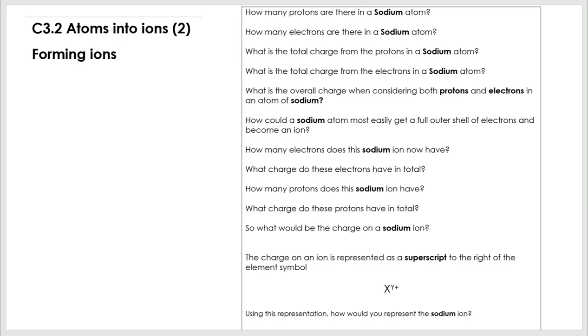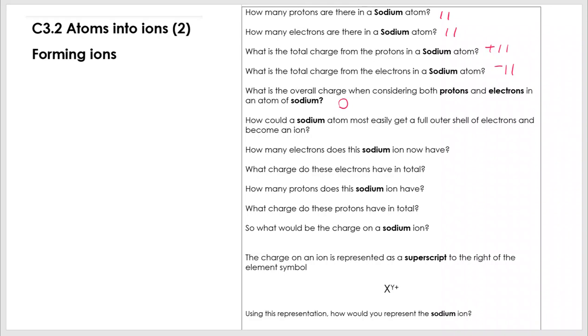So if we go through and answer the questions in turn, protons in sodium, there are 11 of them. There are also 11 electrons. We know that from the atomic number on the periodic table that's provided. We know that protons have a charge of +1 and electrons have a charge of -1. So if I've got 11 of each, that will be a charge of +11 and -11 respectively. And that means my overall charge on an atom, and this is true for any atom, is 0.